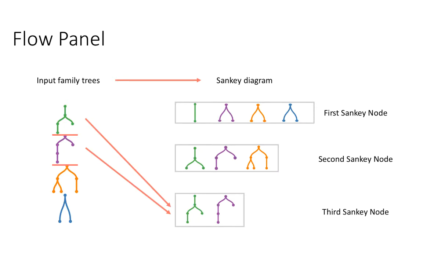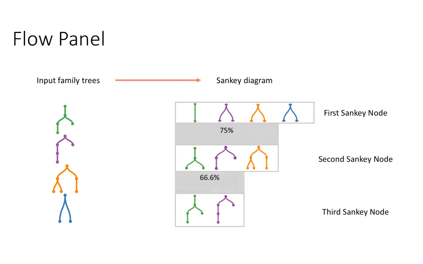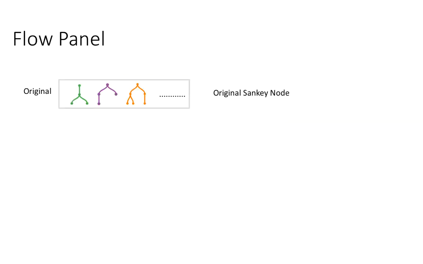Note that 3/4 trees of the first Sankey node are shared with the second Sankey node. We draw a gray flow between them. Similarly, we draw a flow between the second and third Sankey node. Now each Sankey node contains a set of subtrees with the same depth.